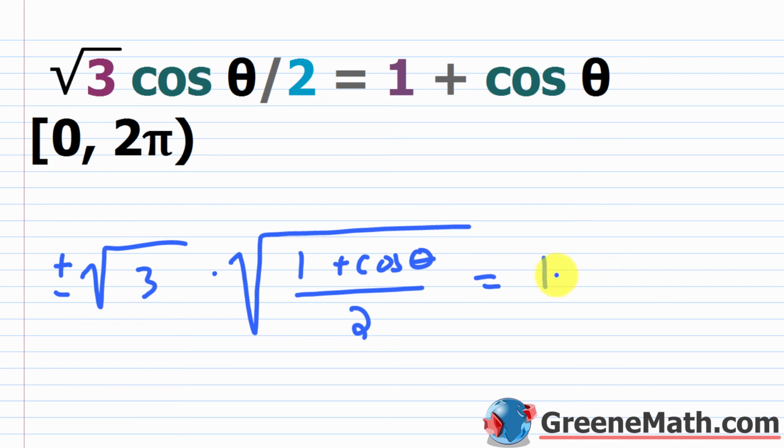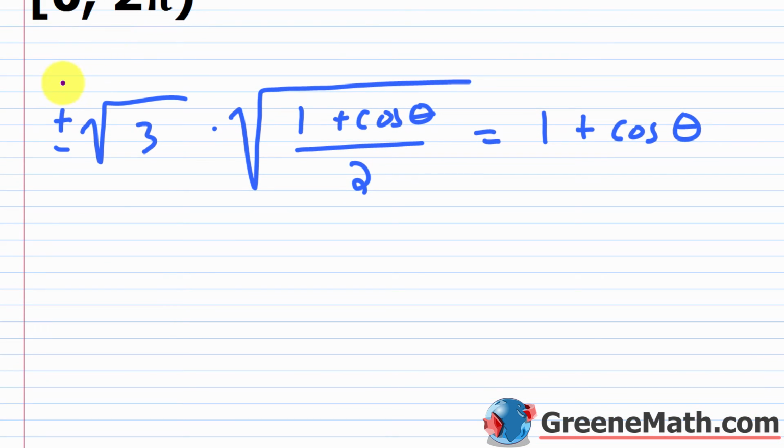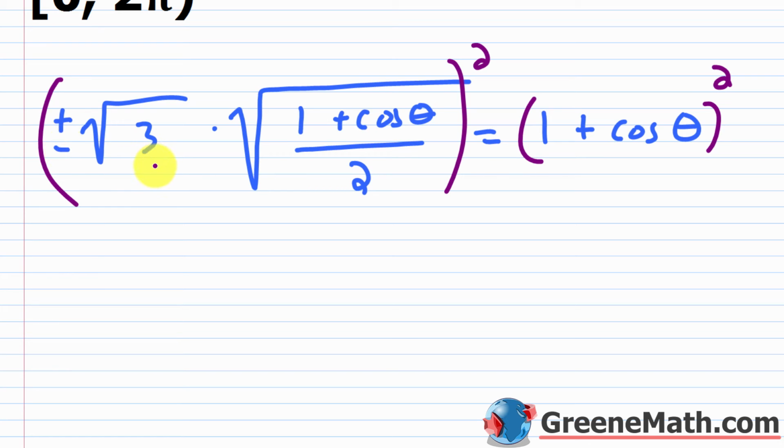And this equals your 1 plus your cosine of theta, okay? So again, all I need to do here is just square both sides. So let's square this side, and let's square this side, okay? And over here, the plus and minus, forget about it, it's gone. Square root of 3 squared is 3. This guy, if I square it, I'm basically going to end up with the radicand. So this is 1 plus the cosine of theta over 2.